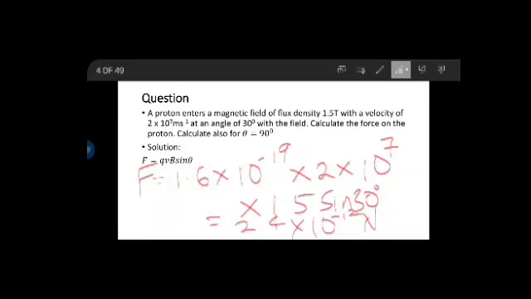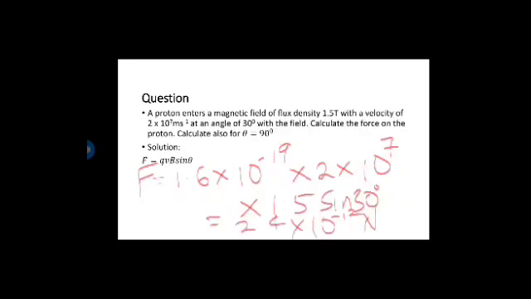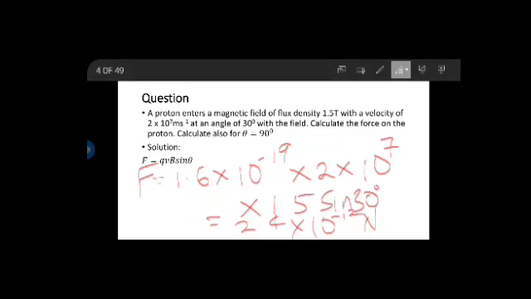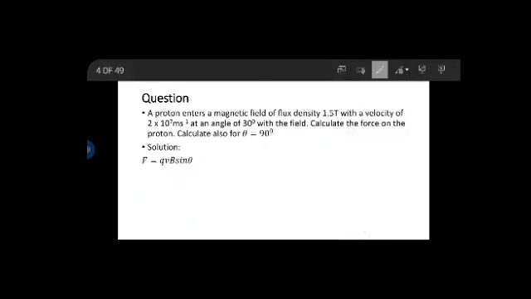Sorry, we are not done with that question. There is the second question there that says that we should calculate when the theta is 90 degrees. Now I want to say this: when theta is 90 degrees, it means that your force is just simply going to be QVB. Why is it just QVB? Because sine 90 is 1, you can try with your calculator, so you have just QVB.